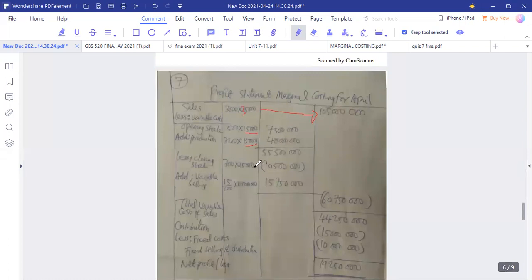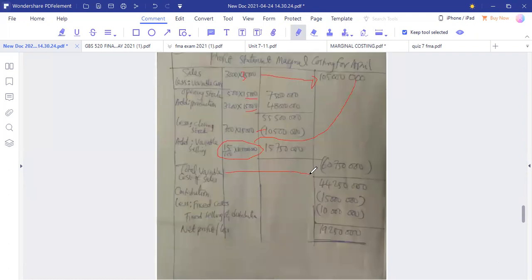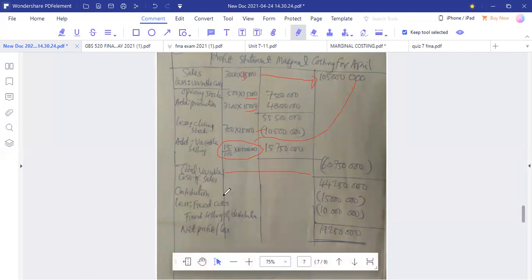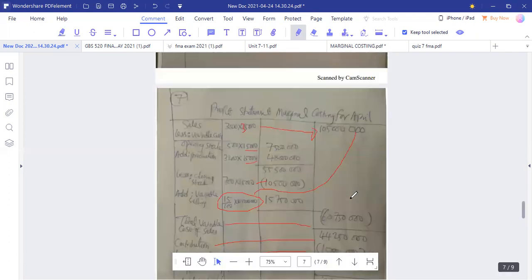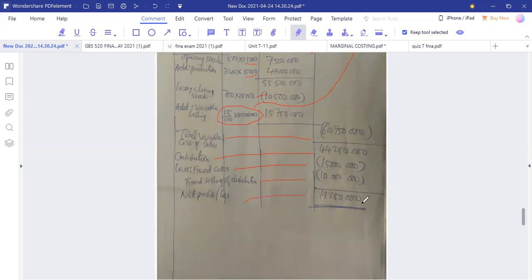Then less closing stock at variable, we have that one. Then add variable selling, 15% of the sales figure coming from here. Then we are getting that. Addition and subtraction, we are getting the total variable cost of sales of 6,750,000, and then contribution is 44,250,000. Then the fixed overhead was 15 million that we have already calculated above. Then the fixed selling is 10 million. The net profit here is 19,250,000. So this is about marginal costing. All right.